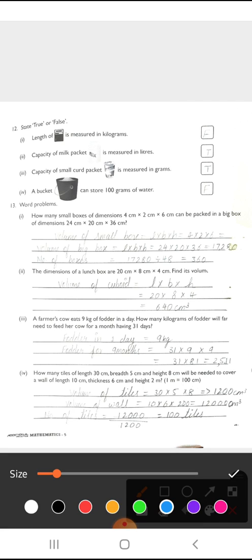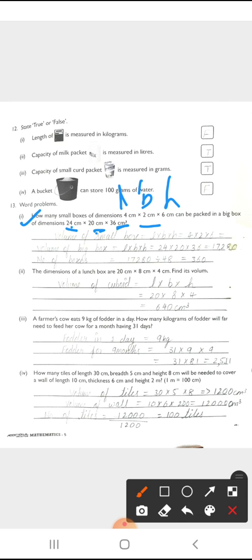So first word problem is, how many small boxes of dimension 4 into 2 into 6 centimeter can be packed in big boxes of dimension 24 centimeter into 20 centimeter and 36 centimeter. So here you can see length is 4 centimeter, breadth is 2 centimeter and the height is 6 centimeter. So length, breadth and height are given. In the second case also you can see the length of the box is 24, breadth of the box is 20 and third one is the height. Height is given 36 centimeters.